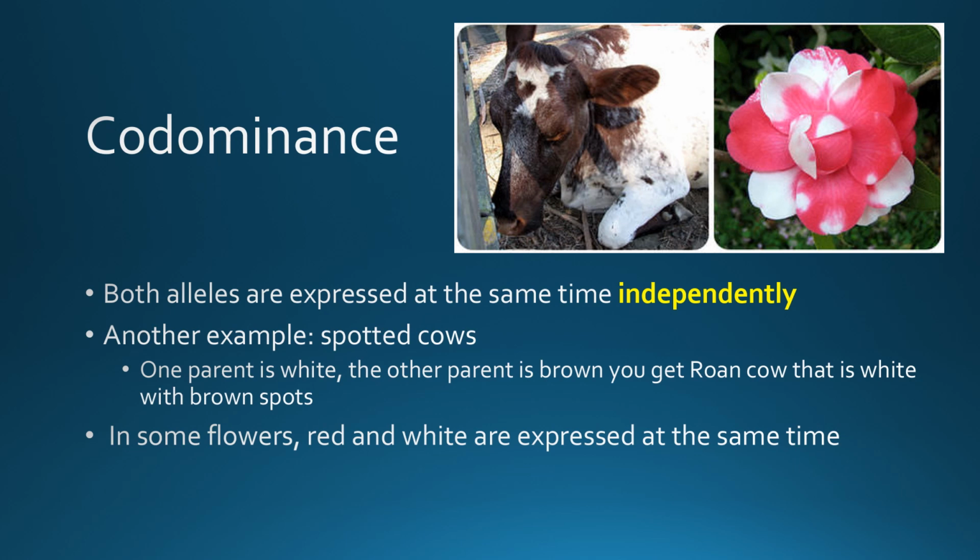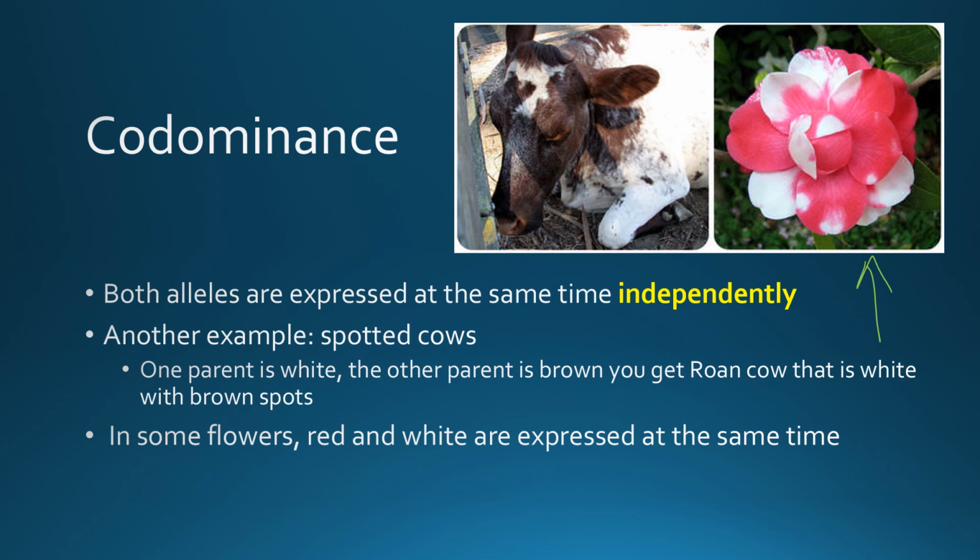Codominance is when both alleles are expressed at the same time independently. So we've been using flower color as an example, and sometimes in flowers we see codominance. The flower on the right has both red and white at the same time. Codominance is not a blend. It's both colors seen at the same time, right?